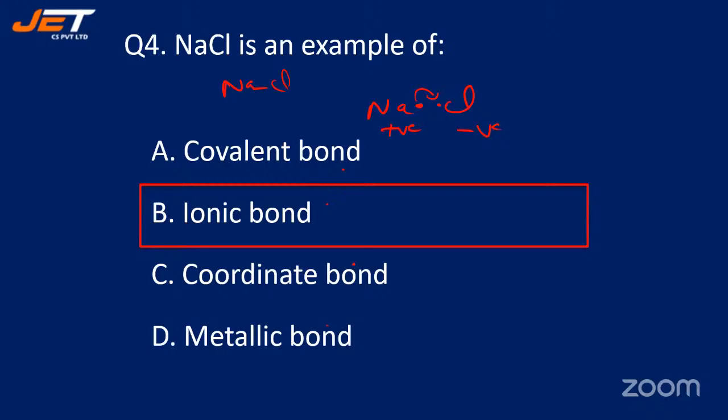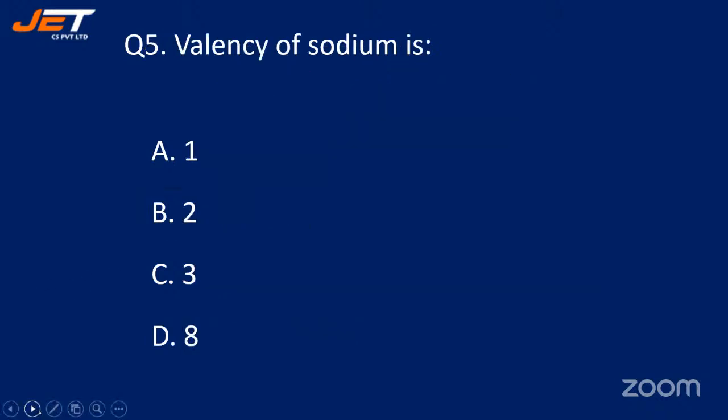That is why it is an ionic bond, because sodium will be a positive ion and chlorine will be a negative ion. Two ions are formed in this bond. Next question. What is the valency of sodium?